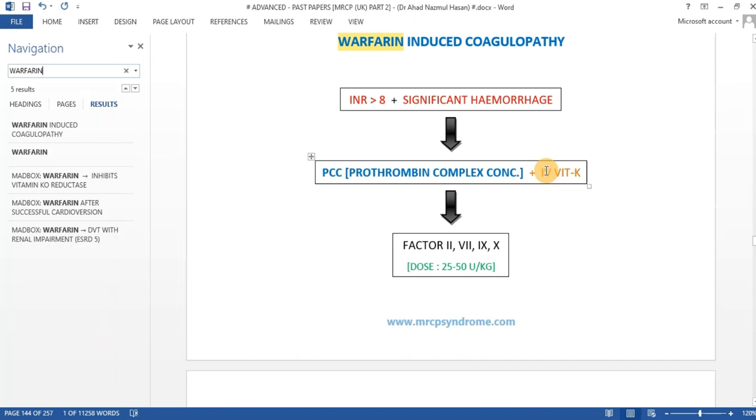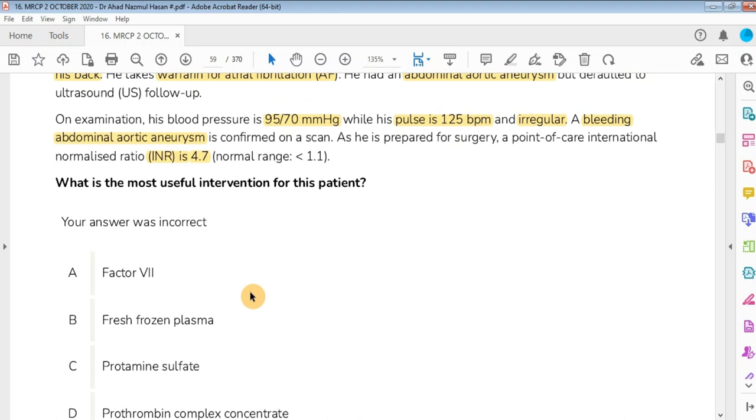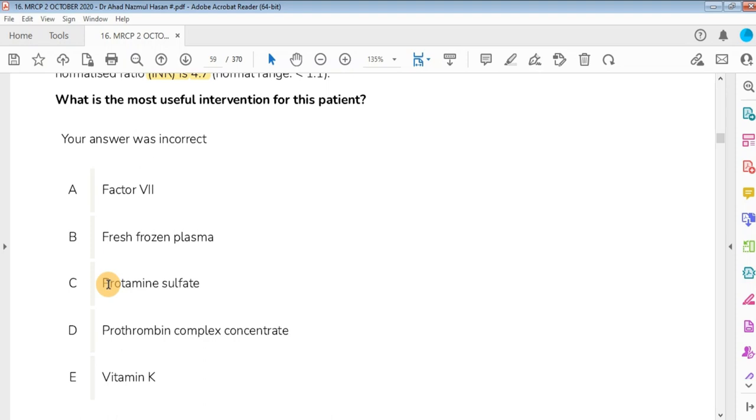Always remember, the specific management for warfarin-induced coagulopathy is the prothrombin complex concentrate, and IV vitamin K is only an adjunctive treatment. And if the prothrombin complex concentrate is not found, then what should be the choice? FFP. Yes, we should go with the FFP, fresh frozen plasma. What is the antidote for protamine sulfate? Heparin is, so it's the antidote for heparin. Yes. Protamine sulfate is the antidote for heparin.